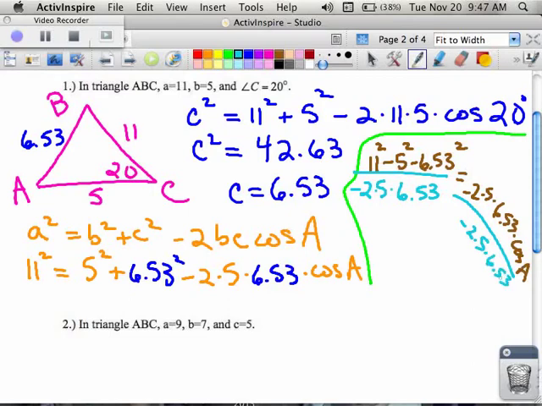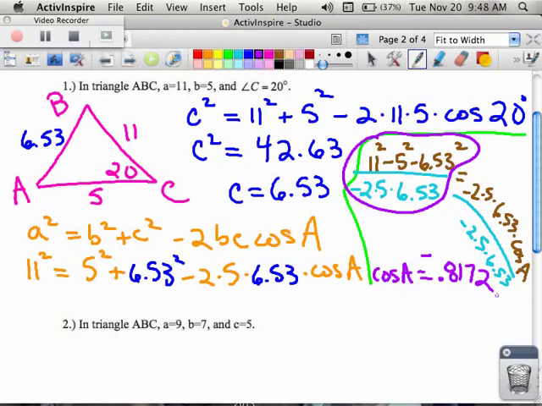And now what you end up with is the cosine of A equals, and you're going to type this into your calculator. But you need to make sure that you put parentheses around the numerator and parentheses around the denominator, because if you don't, you are not going to get the right number. The number that I get, and make sure you can get this as well, is negative 0.8172. Try it now.